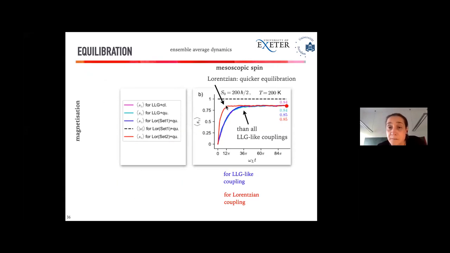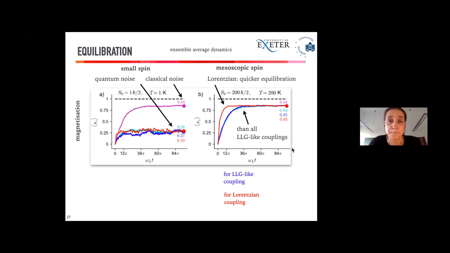So we see this much quicker equilibration. It's very important for magnetism people because they want to write a bit of information really quickly in a magnetic hard drive. They want to have a quick time of equilibration afterwards.